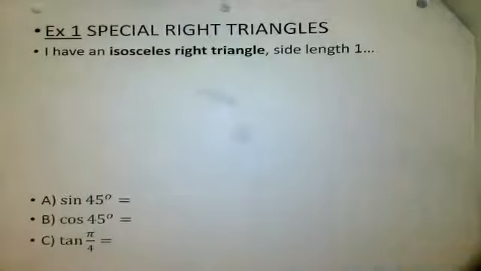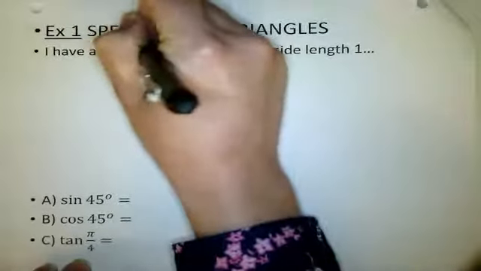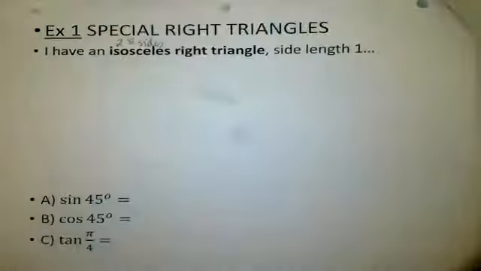Special right triangles, which are from geometry. So I have an isosceles right triangle with side length 1. What does isosceles mean? Two sides are congruent. Yeah, two congruent sides. Okay. And it's a right triangle.